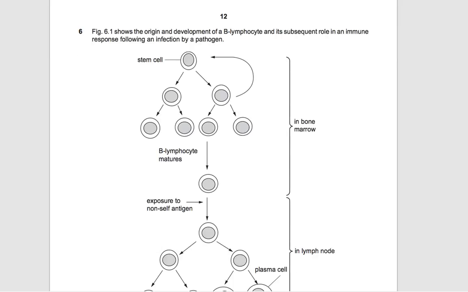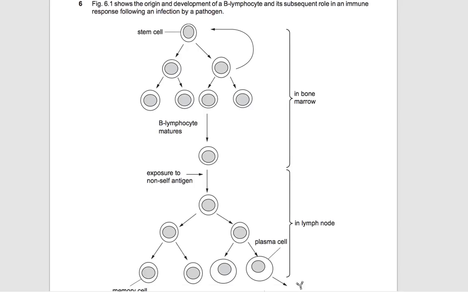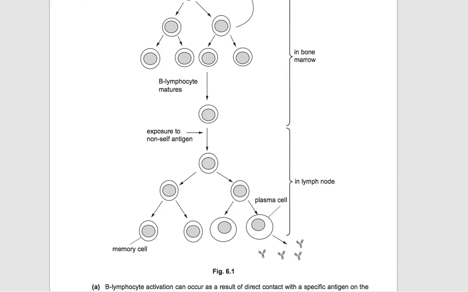Question 6. Figure 6.1 shows the origin and development of a B lymphocyte and its subsequent role in an immune response following an infection by a pathogen. So as we can see, from a stem cell, the B lymphocytes mature, and then once they're exposed to an antigen, they can take up 2 fates. So they can develop into a memory cell or a plasma cell, which then produces the antibody against the antigen that they were exposed to.